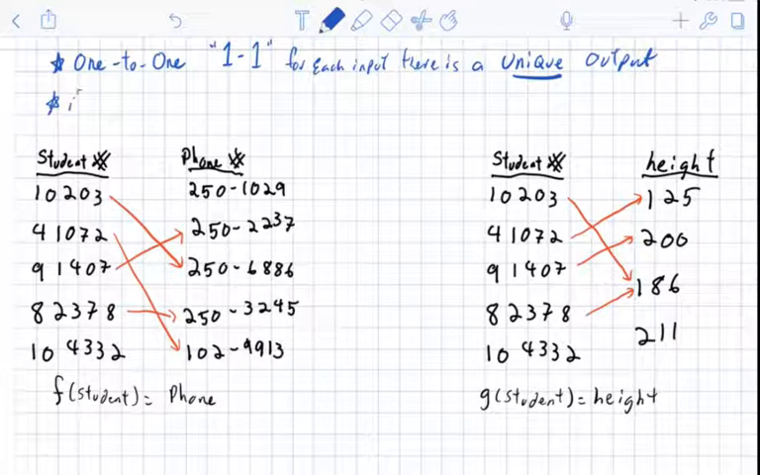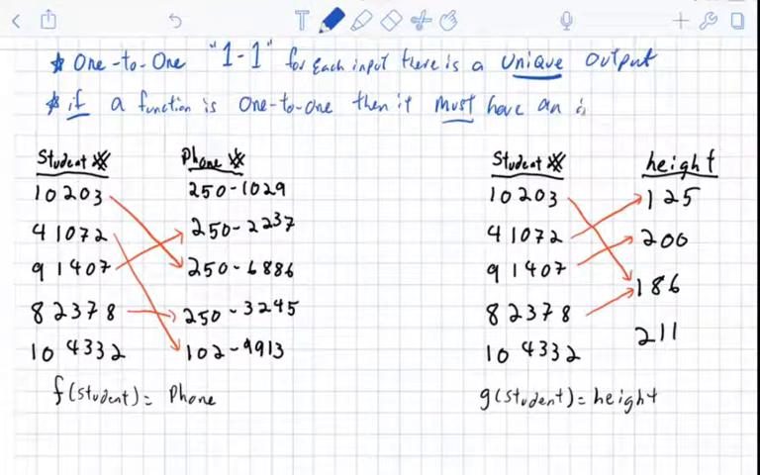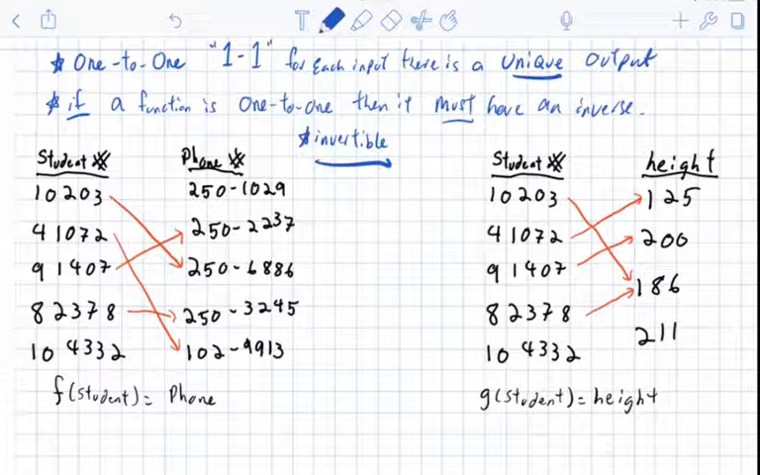If a function is one-to-one, then it must have an inverse. In other words, it's possible for it to have an inverse. You're allowed to write out the inverse. And so we call it invertible. So figuring out whether or not a function is invertible comes down to recognizing whether it's one-to-one.